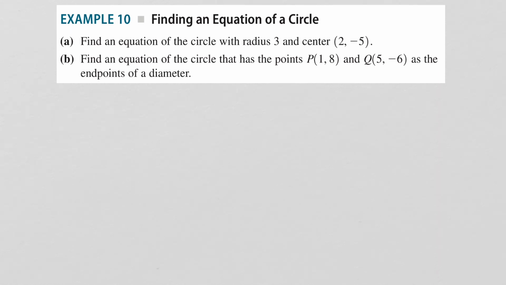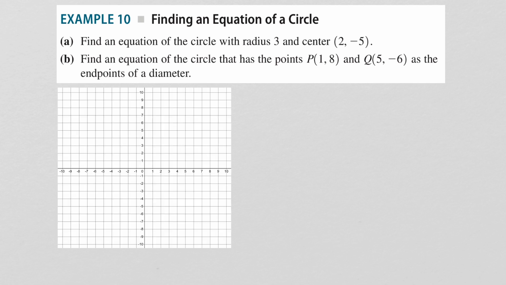Now for part B, we want to find the equation of a circle that has points P and Q as the endpoints of a diameter. So this is a lot more challenging now, isn't it? Let's try to draw a graph to see just what is going on here. We have point P, which is the point (1, 8), which is right here. And then the point Q, which is (5, -6), which is right there. And those are the endpoints of a diameter.